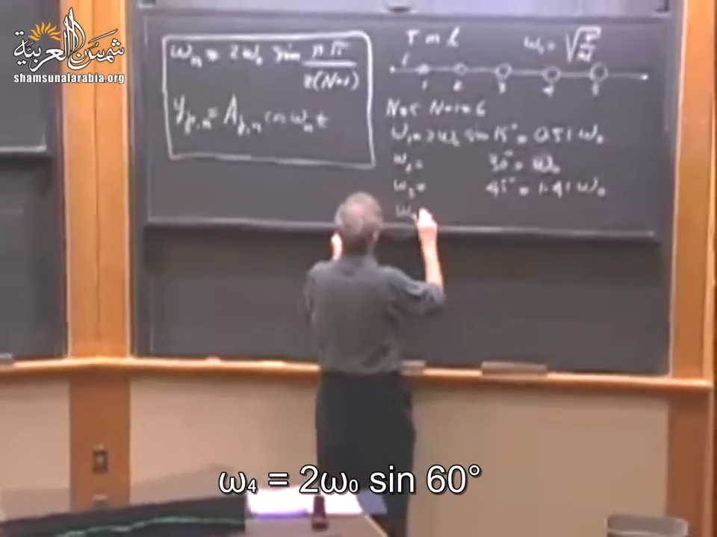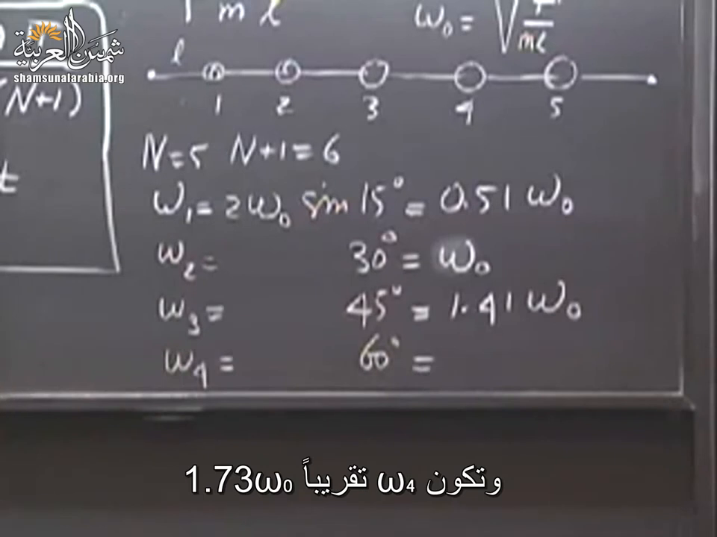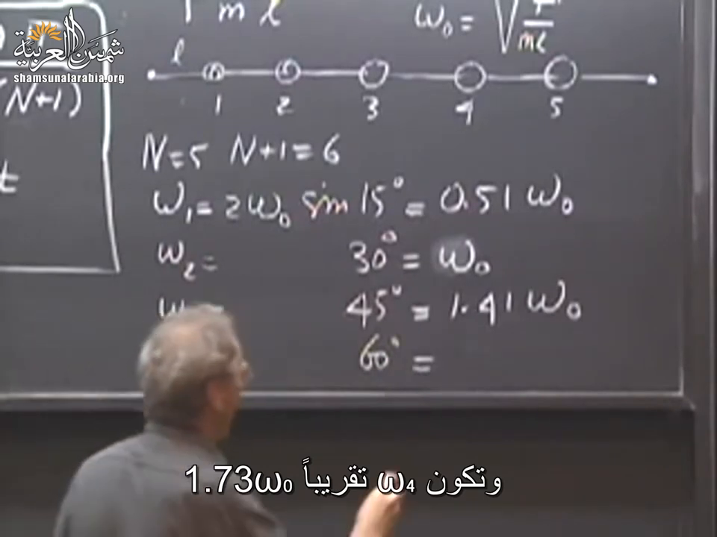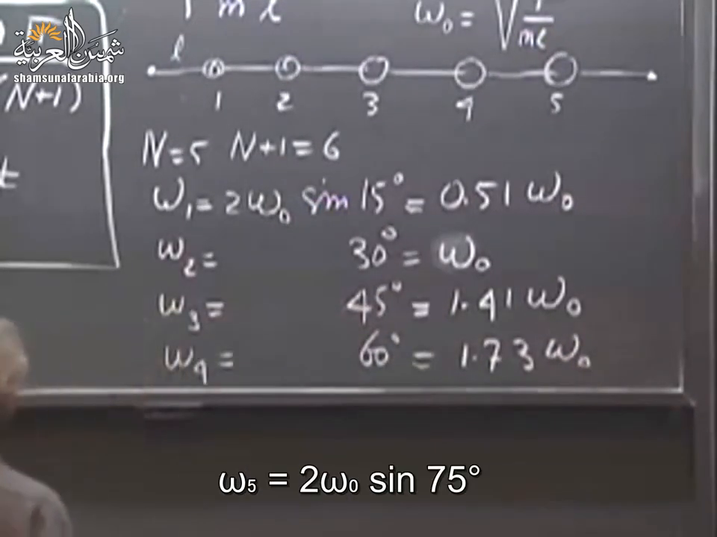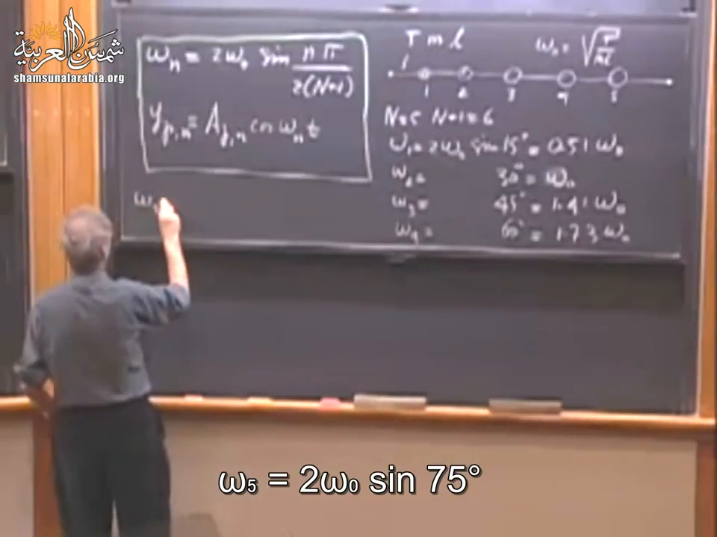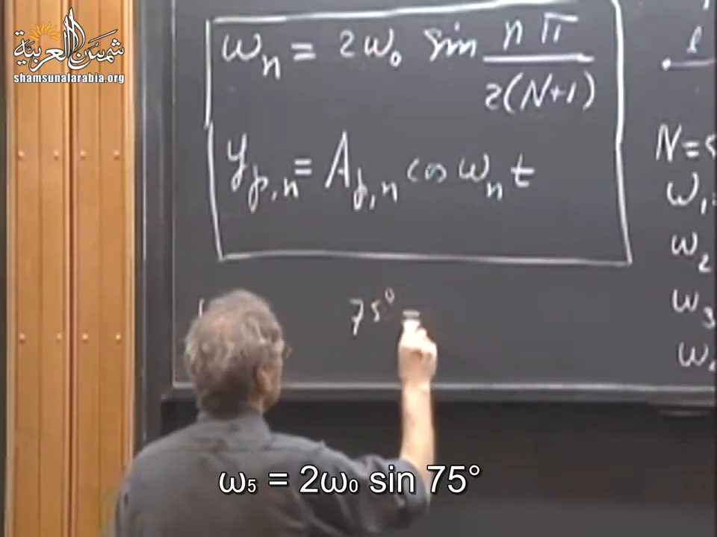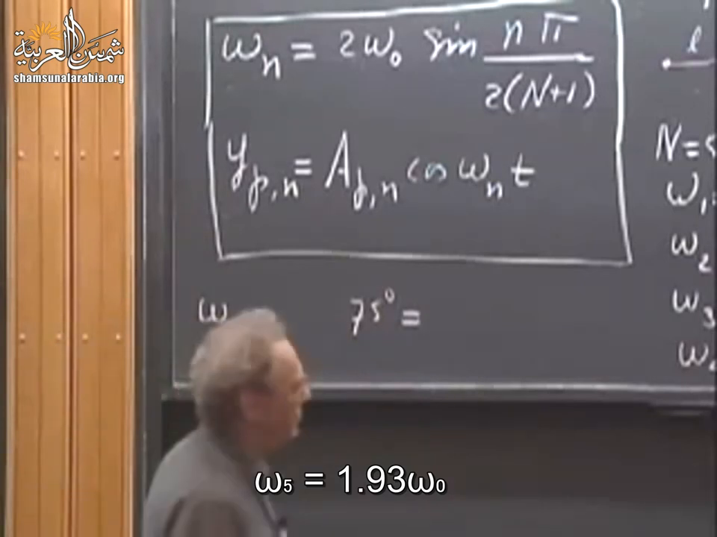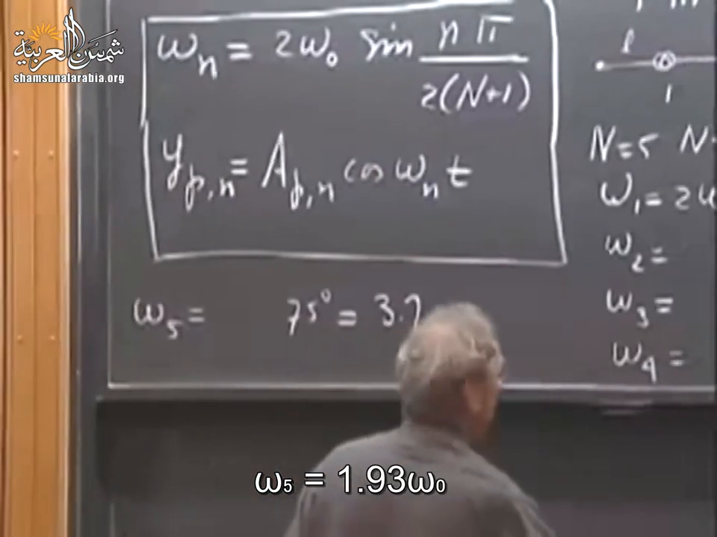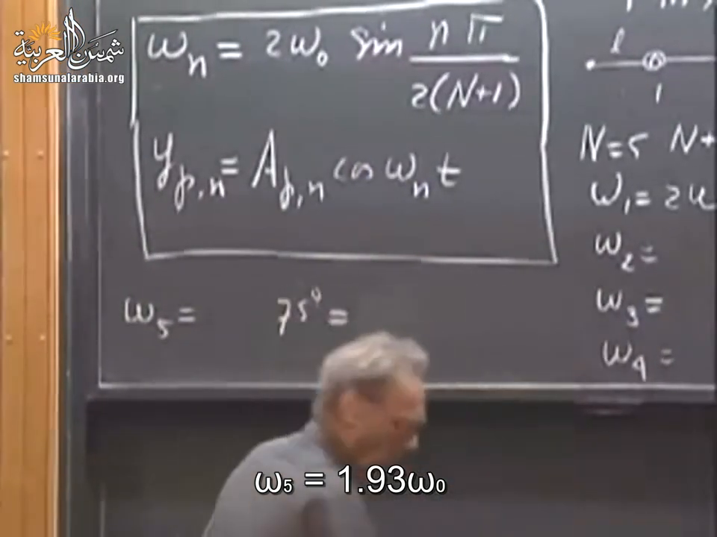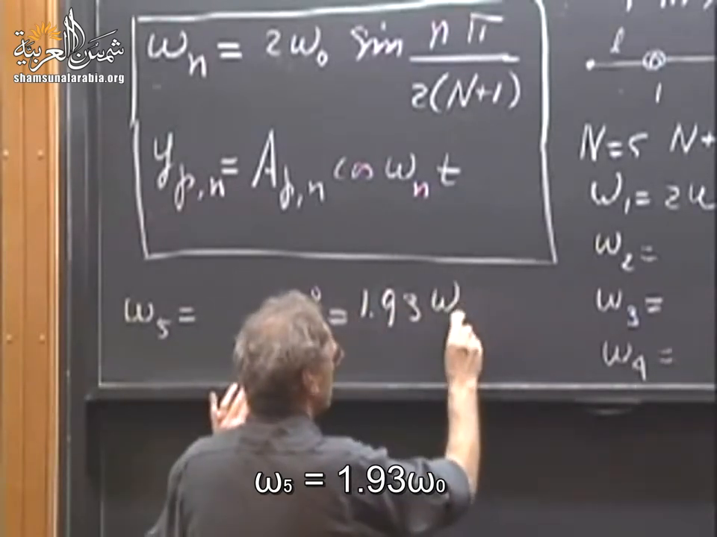Then I go to omega 4, and so I get 60 degrees, and that can only be approximated again by about 1.73 omega 0, and then I have omega 5, which is the last one, so I get the sine of 75 degrees, and that becomes 1.93 times omega 0.